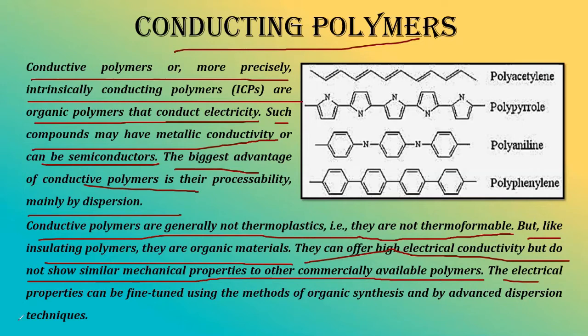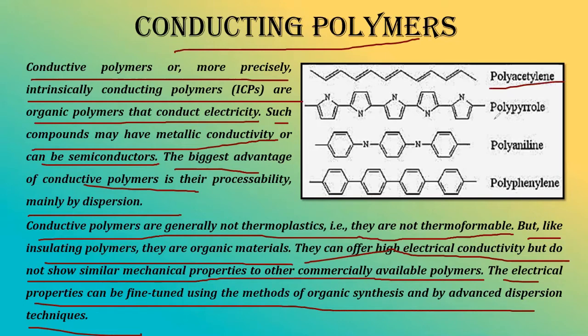Okay, the electrical properties can be fine-tuned using the methods of organic synthesis. Yes, that we know very well, that we can use a little bit of engineering techniques and change the structure of these particular polymers, and in that way we can make some modifications regarding their conductivity. Okay. So let us see what we are having here. What are the examples of this particular polymer? So we are having polyacetylene, polypyrrole, polyaniline, and polyphenylene. All these four are examples of conducting polymers.